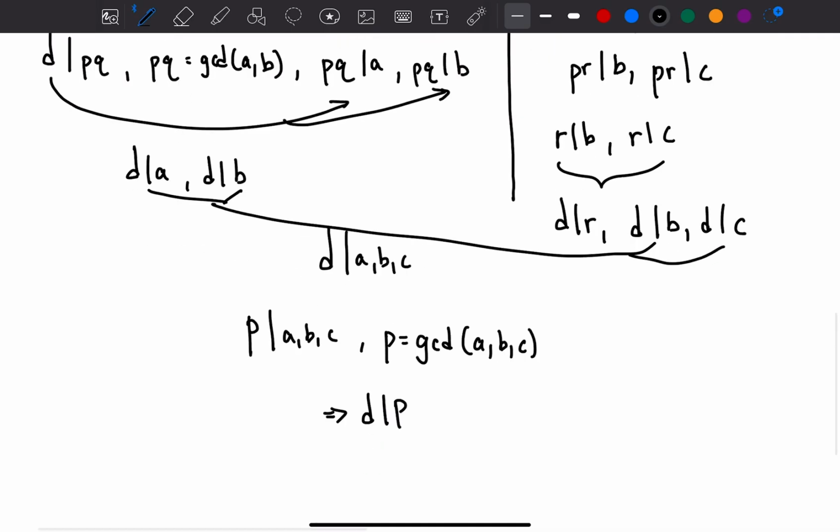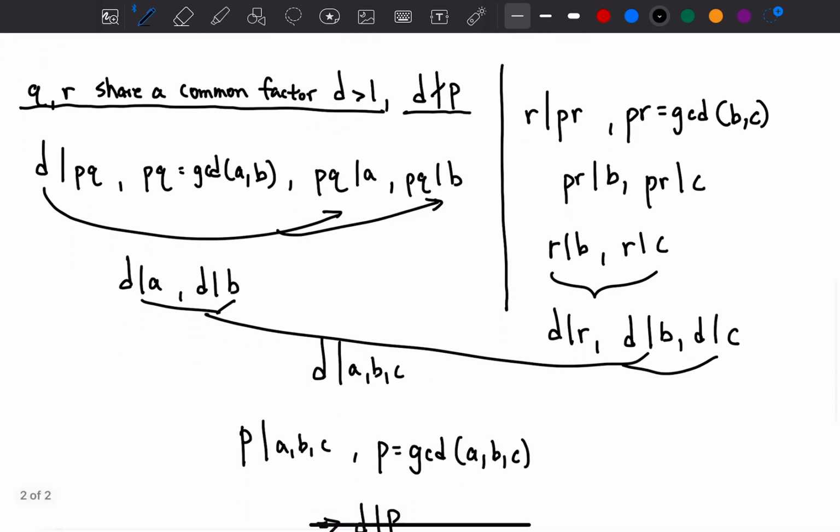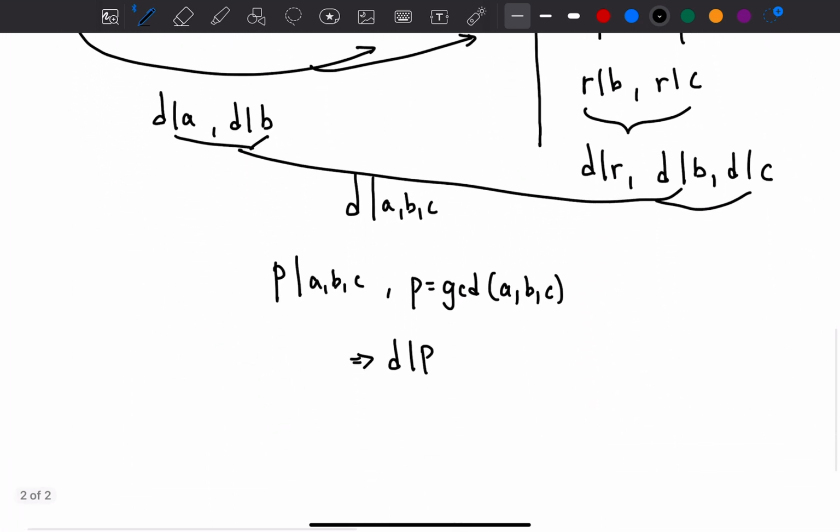That is implied, and here's the issue. We stated at the start of our proof that D must not divide P, because D is exclusive. It's something that only Q and R share. That's our issue. By contradiction, this is impossible. D cannot divide P. But Q also must divide P.